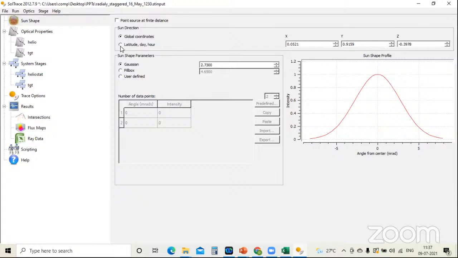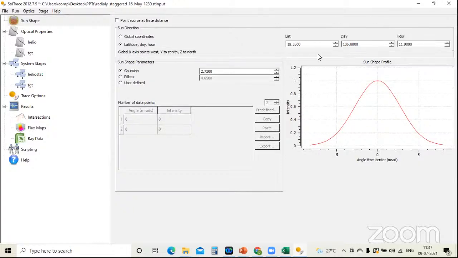Either you can give it in this way, or you can give the latitude, what is the day of the year and the time, that is the hour. So latitude, day and hour will fix the position of the sun in the sky at that time. And you can use the sun shape.